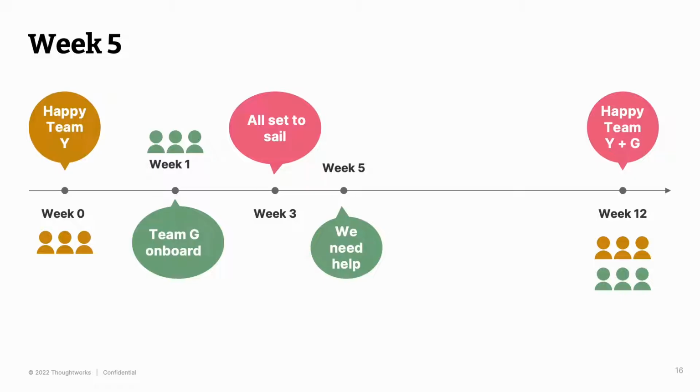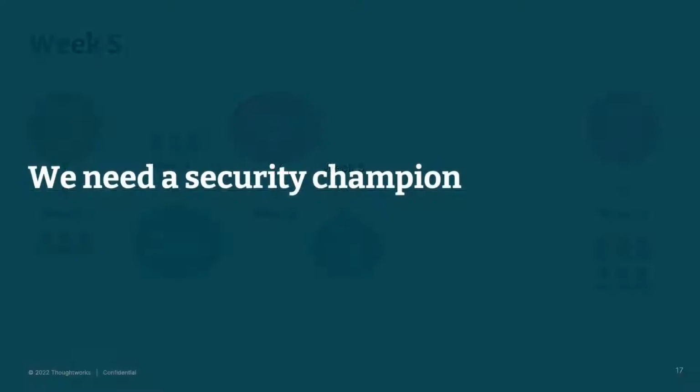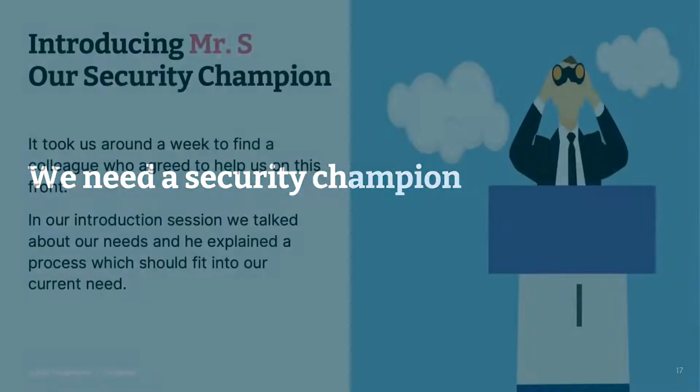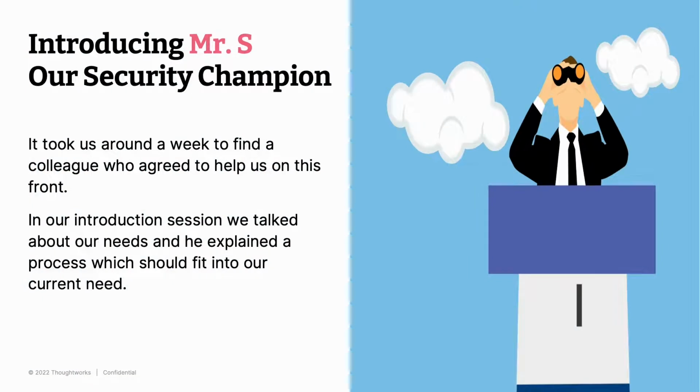So by the end of week 5, we had started pretty much together. By the end of week 3, we were all excited to sail together. But by the end of week 5, we realized that we need some external help. We need somebody to help us to run a security process. In other terms, we needed a security champion. And that's where I'm going to introduce you to Mr. S, our security champion. It took us approximately 1 week to find somebody who was willing to help us in this regard.